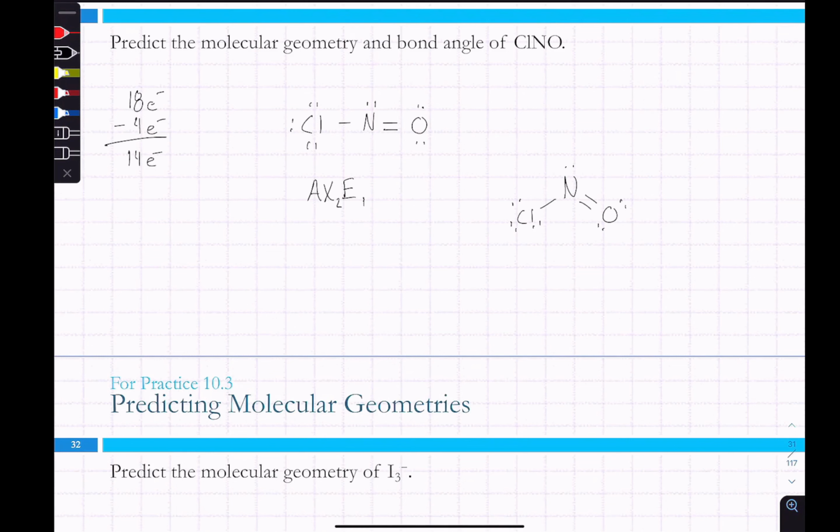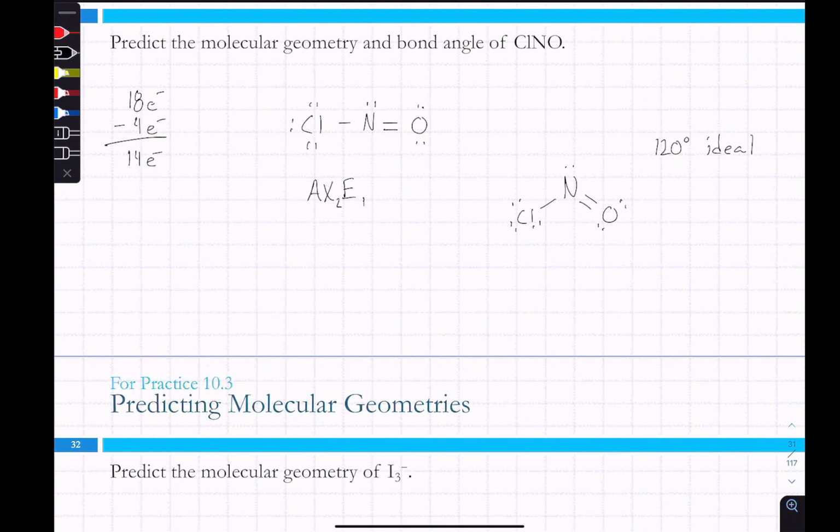What's that bond angle going to be? First, what's the ideal bond angle? 120. We've got 3 groups, so you take a circle and divide it into thirds, and you get 120 degrees each. Octahedrals are all 90s. So 120 would be the ideal bond angle.